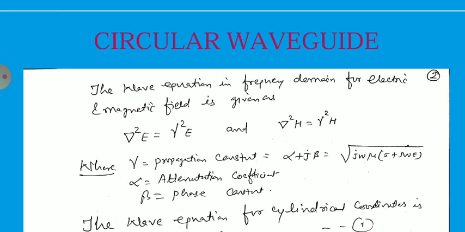Now the equations, as we know very well, for the electric and magnetic field we use the wave equations, which we also call the Helmholtz equations, that is del square E equal to gamma square E, and del square H equal to gamma square H for the electric and magnetic field, where gamma is called the propagation constant, and it is a combination of these two values alpha and beta, where alpha is called the attenuation coefficient and beta is the phase constant. And if we want to write it in the form, it is the root of j omega mu multiplied by sigma plus j omega epsilon, where j is iota, mu is the permeability, epsilon is the permittivity, omega is the angular frequency, and sigma is the conductivity of the medium.